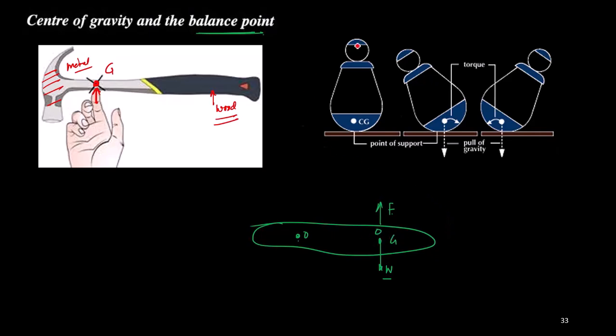Like this, there is a doll. The doll is heavier at the bottommost position. This is the heavier part, so the center of gravity will lie in the bottom part.